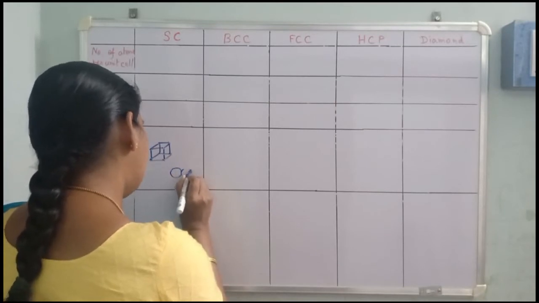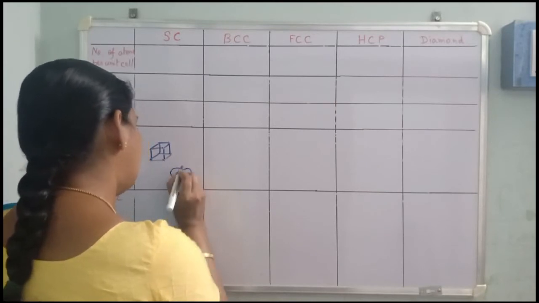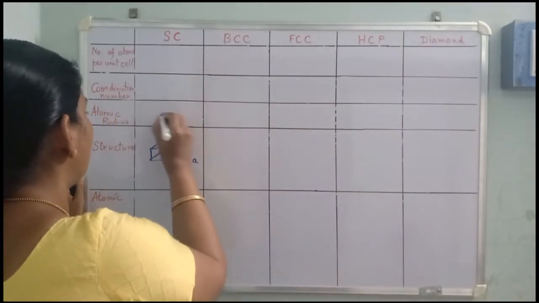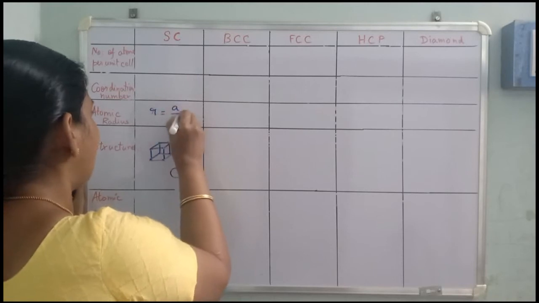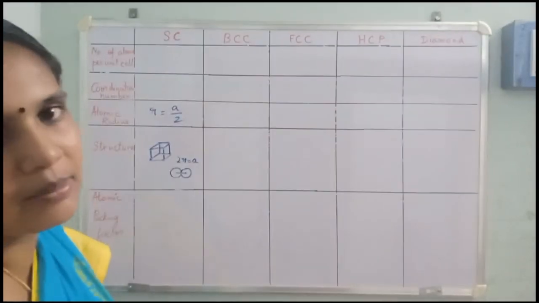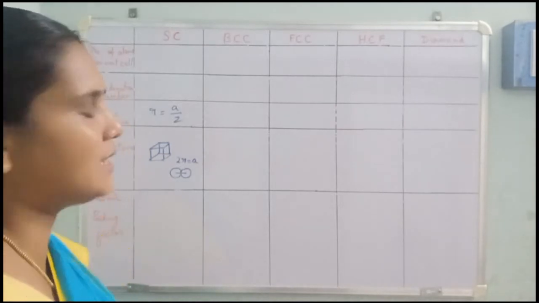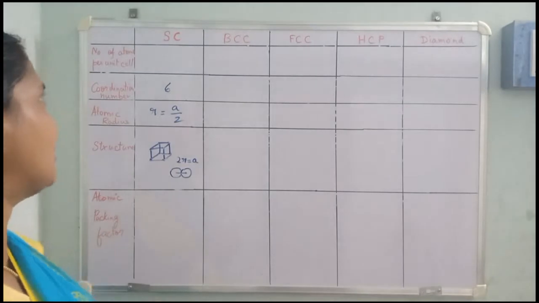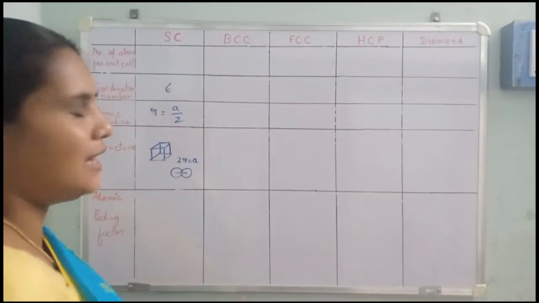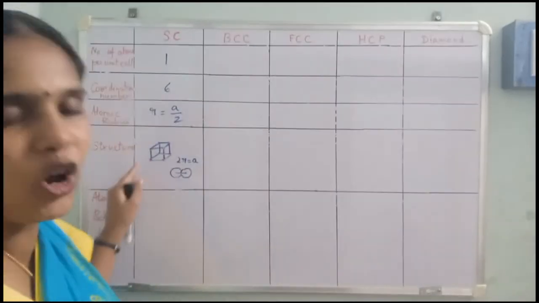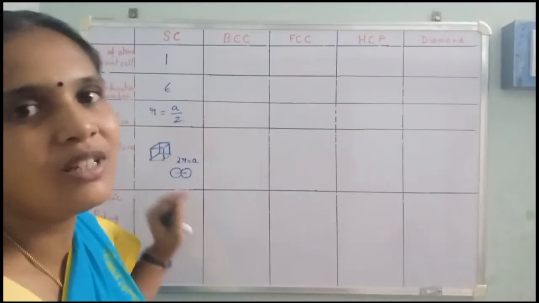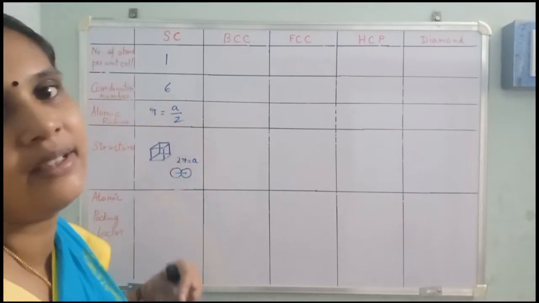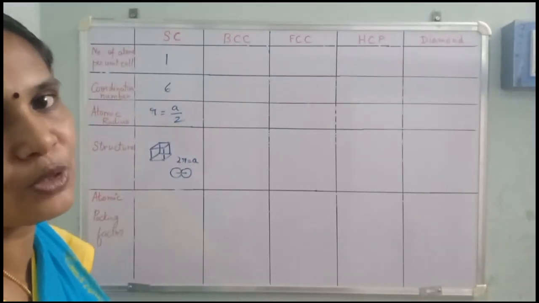So in case of a simple cubic structure, 2r will be equal to a, and hence atomic radius r is a/2. Coordination number, that is the number of nearest neighbor atoms, is 6 in case of simple cubic structure. The number of atoms per unit cell is 1 because there are 8 corner atoms and each atom is shared by 8 adjacent unit cells. So 8 into 1/8, you get 1 as the number of atoms per unit cell.